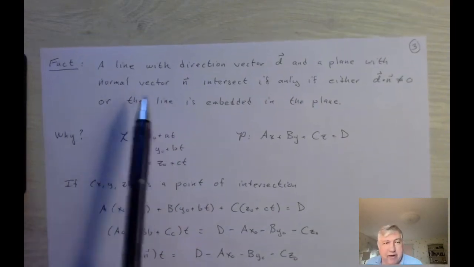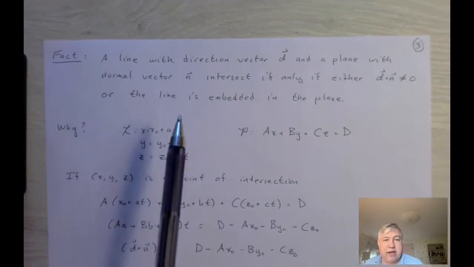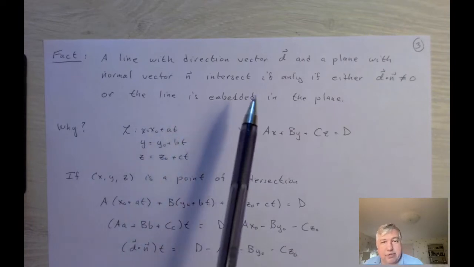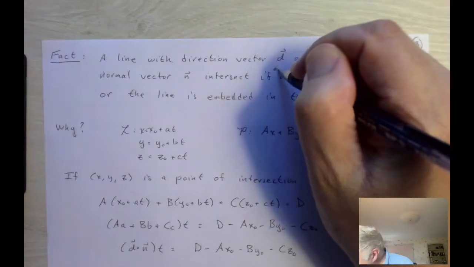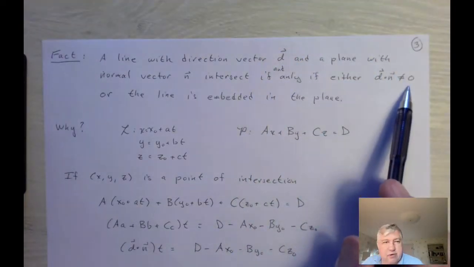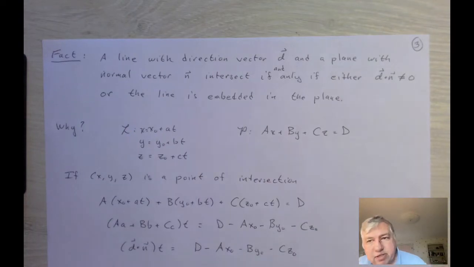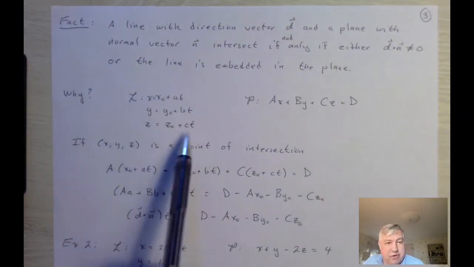So let me just state the fact that a line with direction vector d and a plane with normal vector n intersect if and only if either d dot n is not 0 or the line is embedded in the plane. Now we can see this mathematically a little bit, because we know that every line has a parametric version.